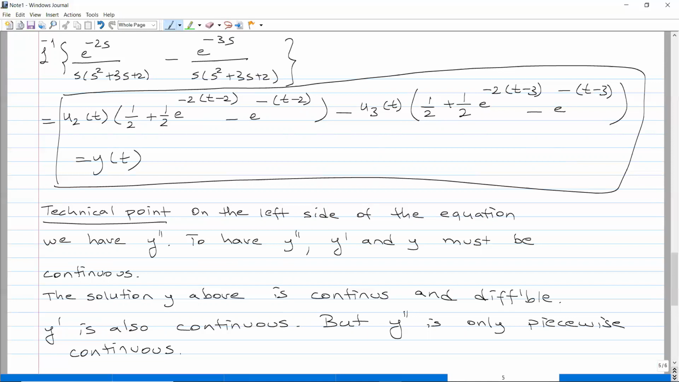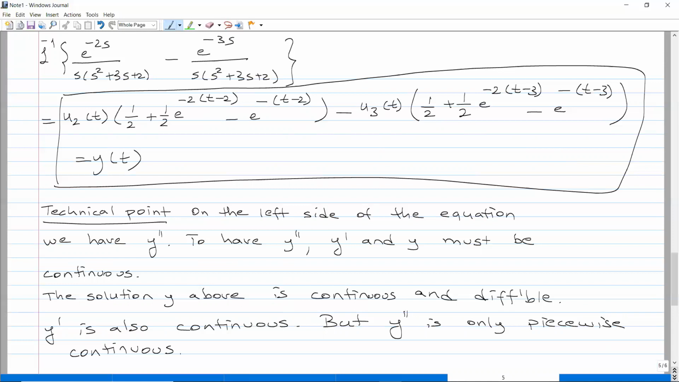And the only thing left is the second derivative, because the first derivative cannot be piecewise continuous. In that case, there wouldn't be any second derivative at the point where the first derivative is not continuous. But on the left side, we do have the second derivative, so we need a continuous first derivative. Okay? As I said, this is only a technical point. So this is always going to be the case. All derivatives up to the highest derivative are going to be continuous, but the highest derivative, which appears in our equation, is going to be only piecewise continuous.